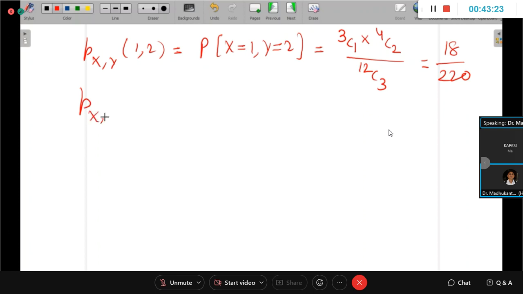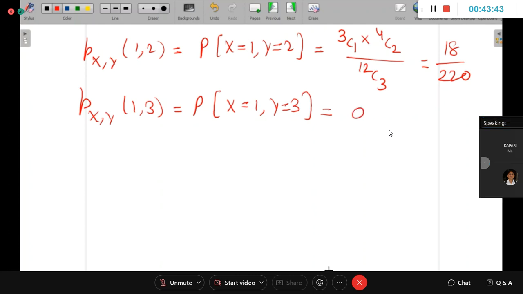Now, if I look at 1 comma 3, this is also a possible pair. X equals 1, y equals 3. It is an impossible event because this will give you 4 batteries, but 4 batteries is not the case. It's an impossible event, so this probability is 0, because the random experiment is that 3 batteries are chosen. Similarly, you can go with 2 comma 2 and so on.